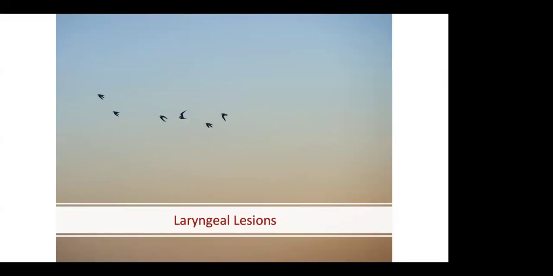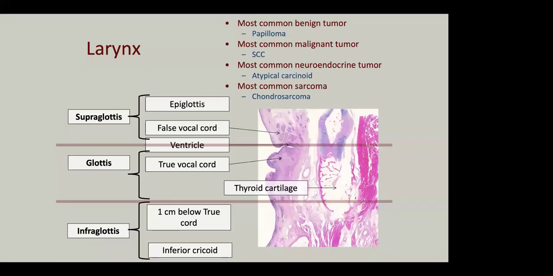And now moving ourselves on down to the larynx. The larynx is divided into 3 anatomic compartments: the supraglottis, from the tip of the epiglottis to the ventricle, meaning the space between the false and the true cord; the glottis, meaning the true cord to about 1 centimeter below; and the infraglottis, 1 centimeter below to the inferior border of the cricoid cartilage.